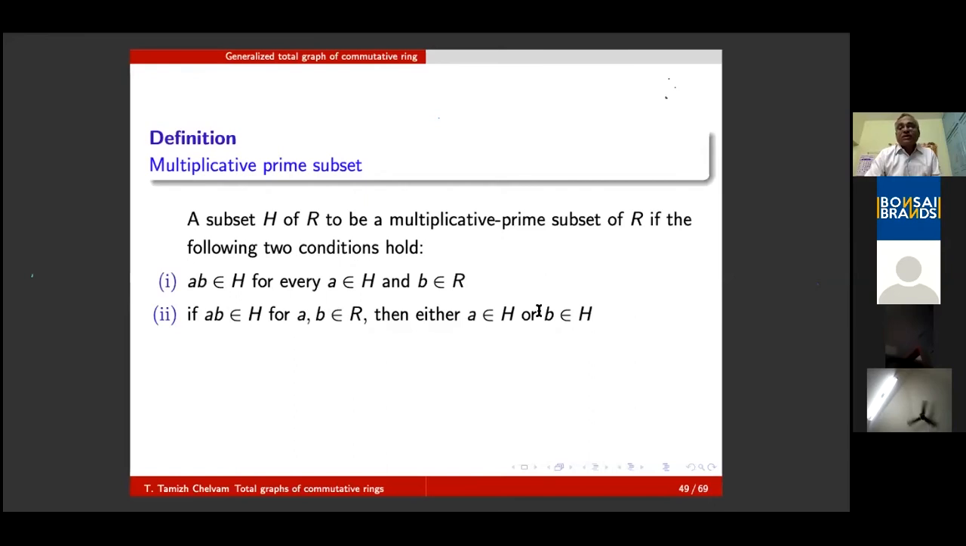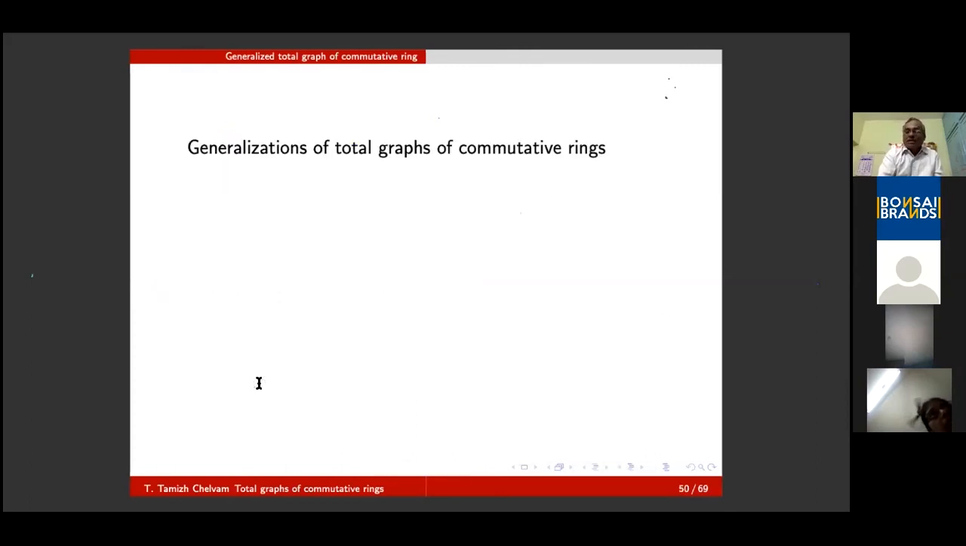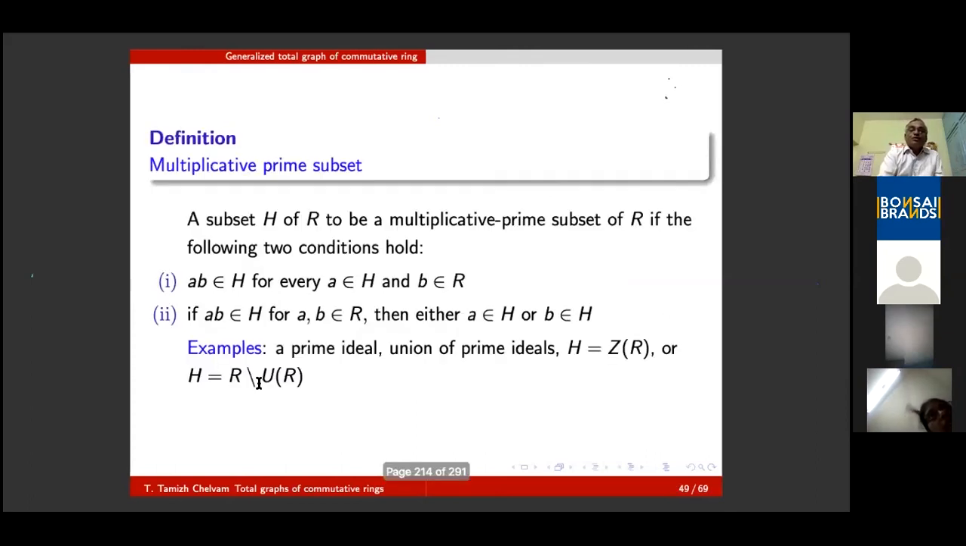So please note that any prime ideal is a multiplicative prime subset. Not only one prime ideal, a union of prime ideals is a multiplicative prime subset. Not only a union of prime ideals, the set of zero divisors is a multiplicative prime subset. Its complement, R minus U of R, the regular elements, is also a multiplicative prime subset. So once again, Maimani et al., Anderson, Badawi, using the concept of multiplicative prime subset, introduced a graph called the generalized total graph.